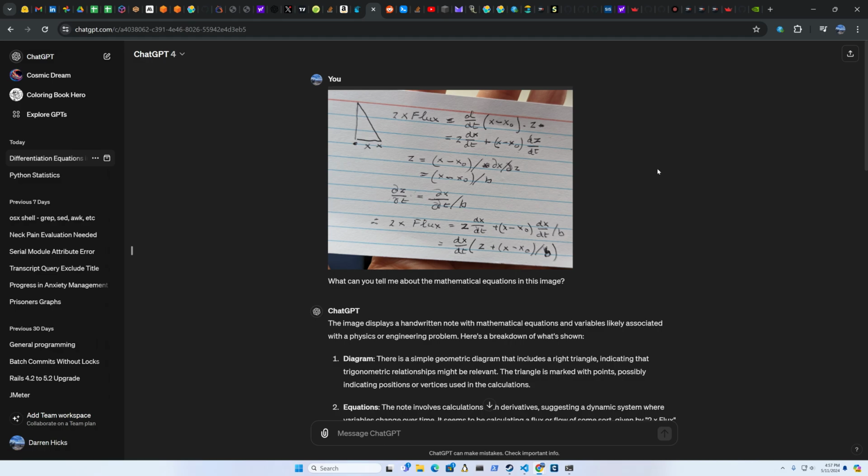Derivative of z. The calculation of dz/dt using the chain rule appears consistent. They correctly account for the derivatives dx/dt and dx0/dt, assuming x0 is not a constant and changes with time, though often x0 might be constant, in which case dx0/dt would be 0.